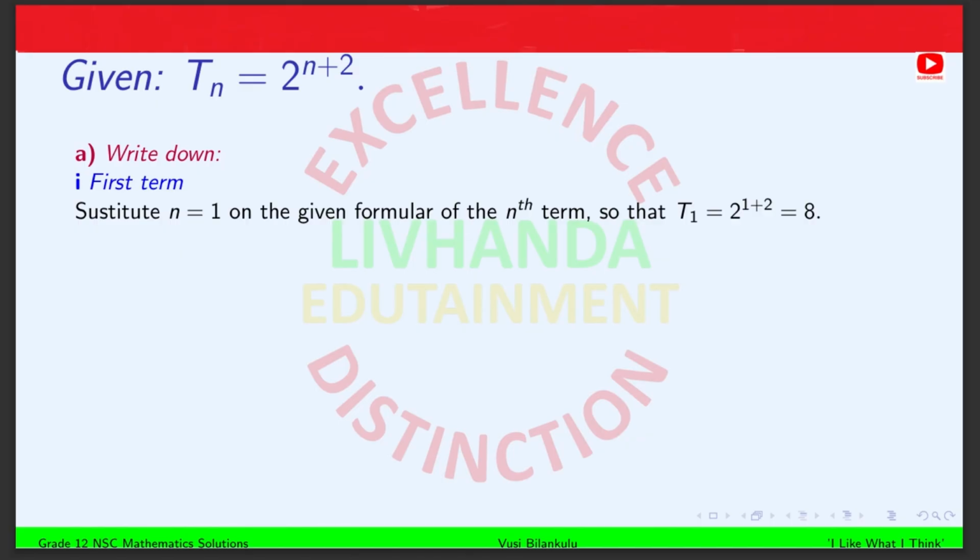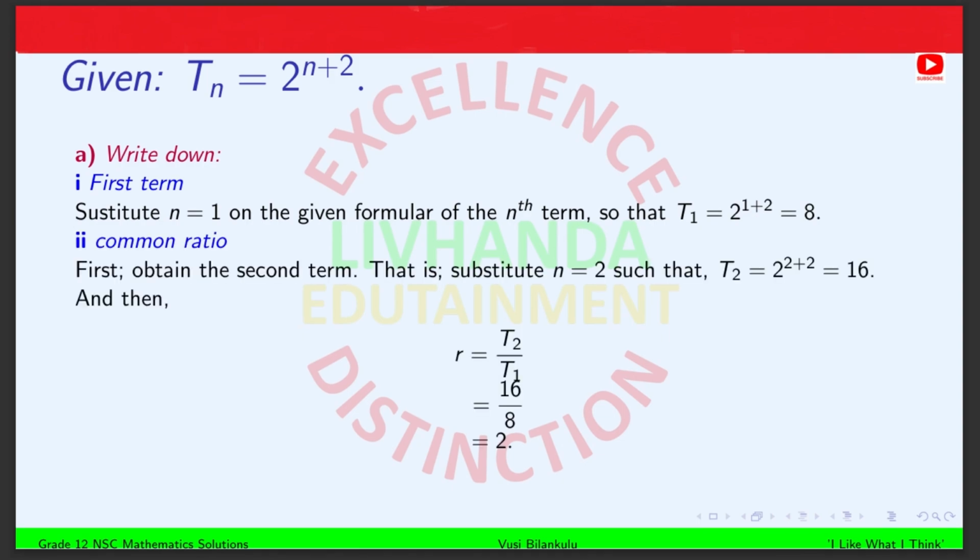Given Tn equals 2 exponent n plus 2, to write down the first term, substitute n equals 1 on the given formula so that T1 equals 2 raised to 3, which is equal to 8. To write down the common ratio, first obtain the second term. That is, substitute n equals 2 such that T2 equals 16, and then the common ratio equals T2 divided by T1, such that the common ratio equals 2.